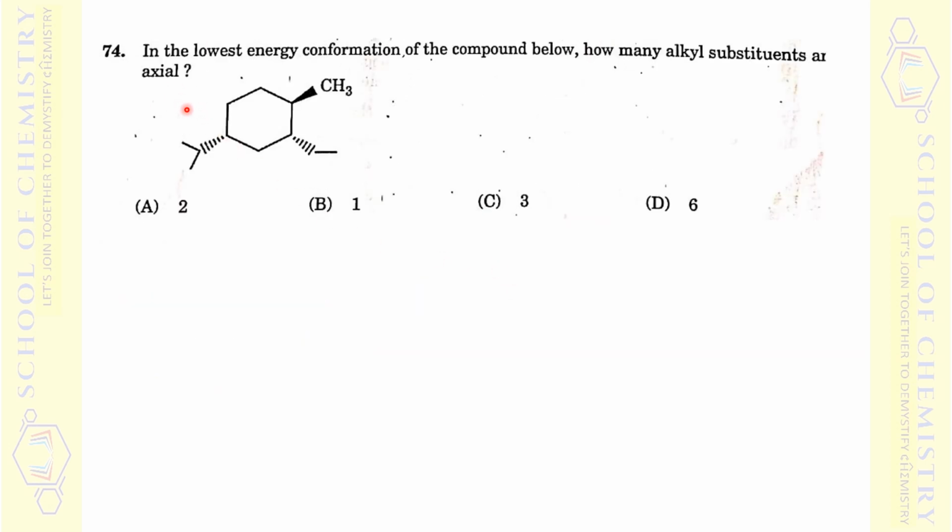Interesting one. They have given a cyclohexane molecule with 3 substitutions, and they have asked how many alkyl substituents will be axial in the lowest energy conformation.